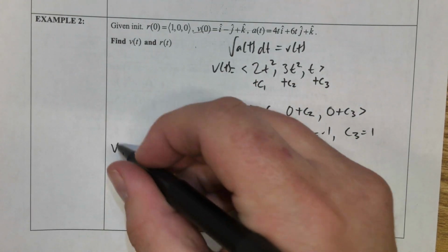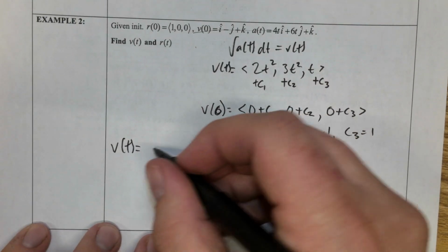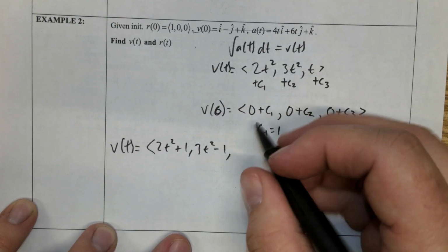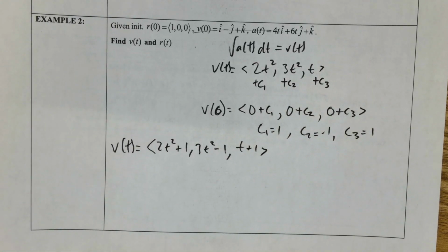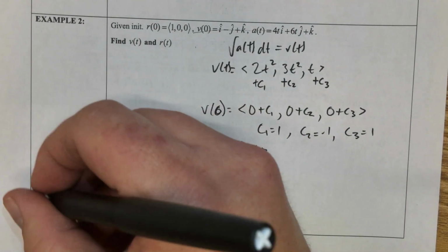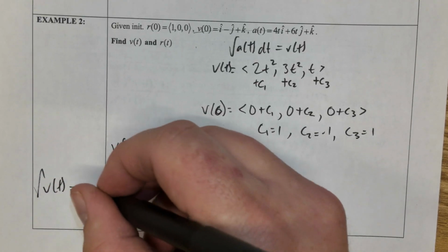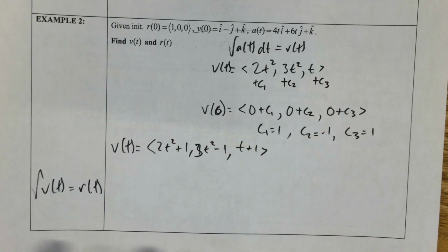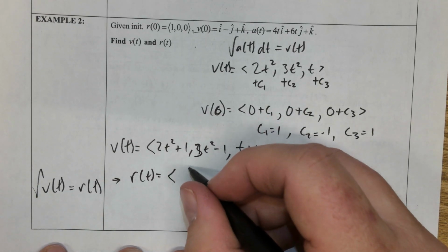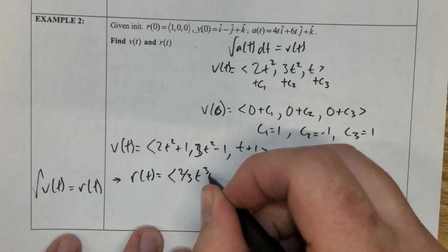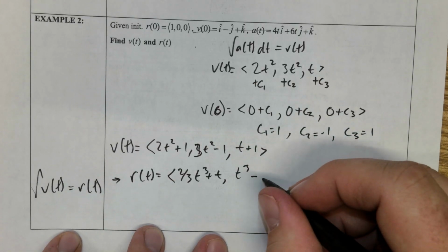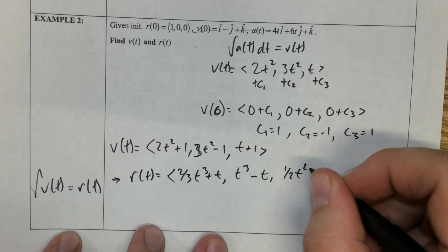So now I'd have my full velocity vector, 2t squared plus 1, 3t squared minus 1, t plus 1. And I would repeat this again one more time to go from velocity to position. Again, the integral of velocity is position. And so I'll do that over here. R of t is just going to be 2/3 t cubed plus t. That would be t cubed minus t. This would be 1/2 t squared plus t.